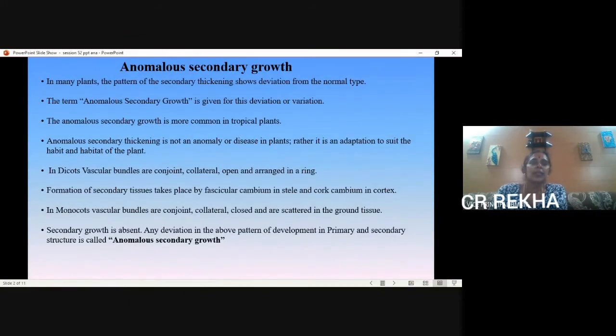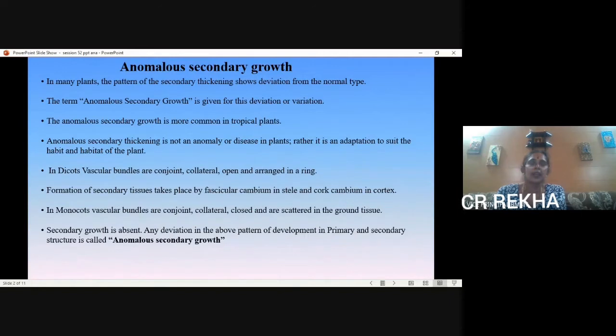So what is this anomalous secondary growth? In many plants, the pattern of secondary thickening or secondary growth shows deviation from the normal type. So this deviation is called anomalous secondary growth. It is more common in tropical plants. This anomalous secondary thickening is not a disease or an anomaly, but rather it is an adaptation to suit the habit and habitat of the plant.